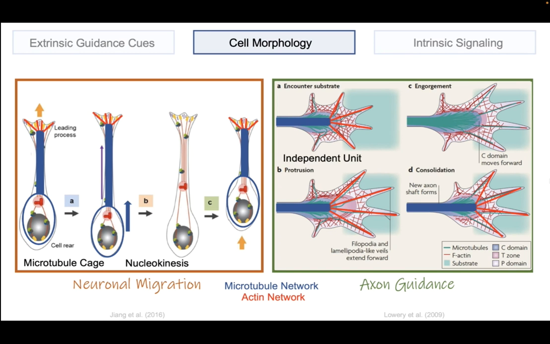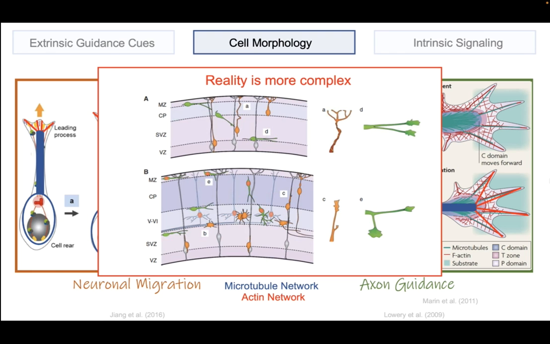So now the remaining question is, how can the same canonical extrinsic guidance cues lead to these different types of cytoskeletal rearrangement? But before we move on, I want to quickly show you that the morphological reality is much more complex than what we just discussed.